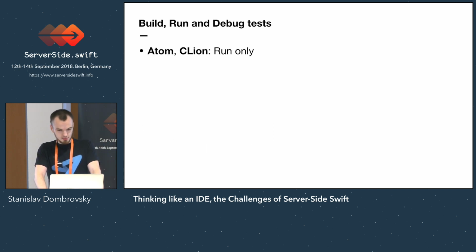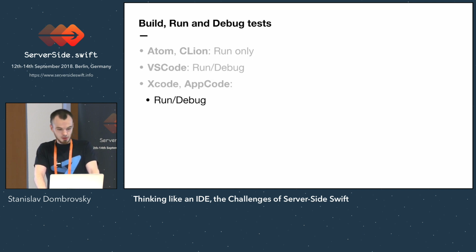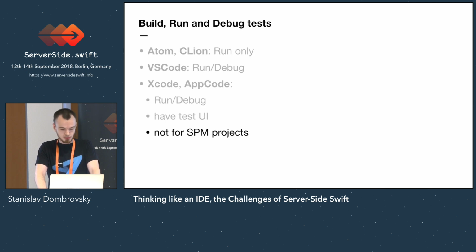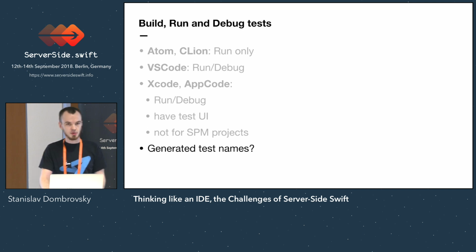The situation with tests is a bit worse. We can only run tests from Atom and CLion integrations. We can run and debug them in VS Code because of its configurable approach for debug configurations. In Xcode and AppCode, we can run and debug tests, have test UI, but again, we have all of this not for SPM projects. And also with tests, we have one important problem with generated test names when we talk about the Swift Package Manager.